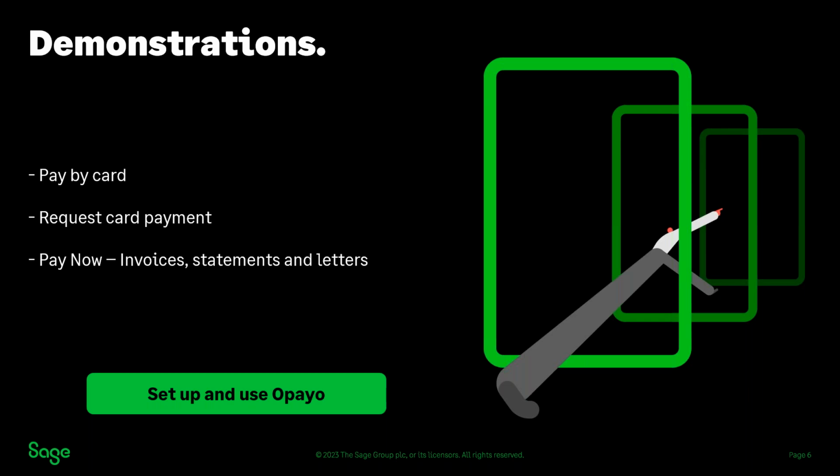Now, if you downloaded the handout, there is that link on there that should work for you to set up and use Opayo. Again, otherwise just click apps and add-ons and you'll have that link available to you as well. So nice and easy to find the information.